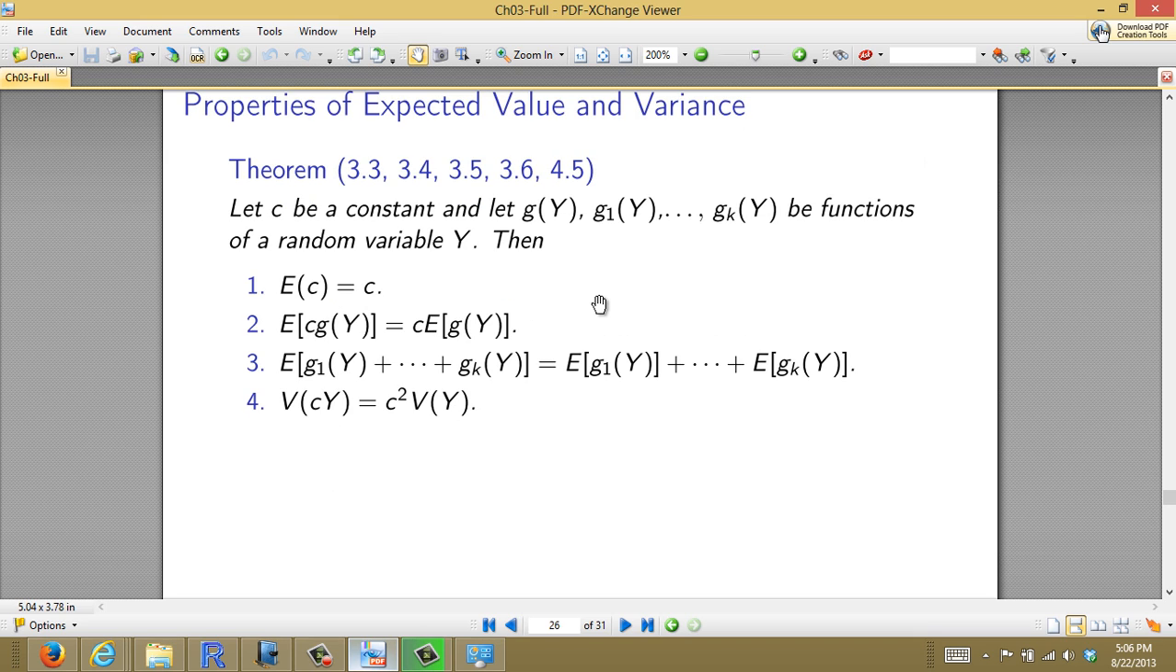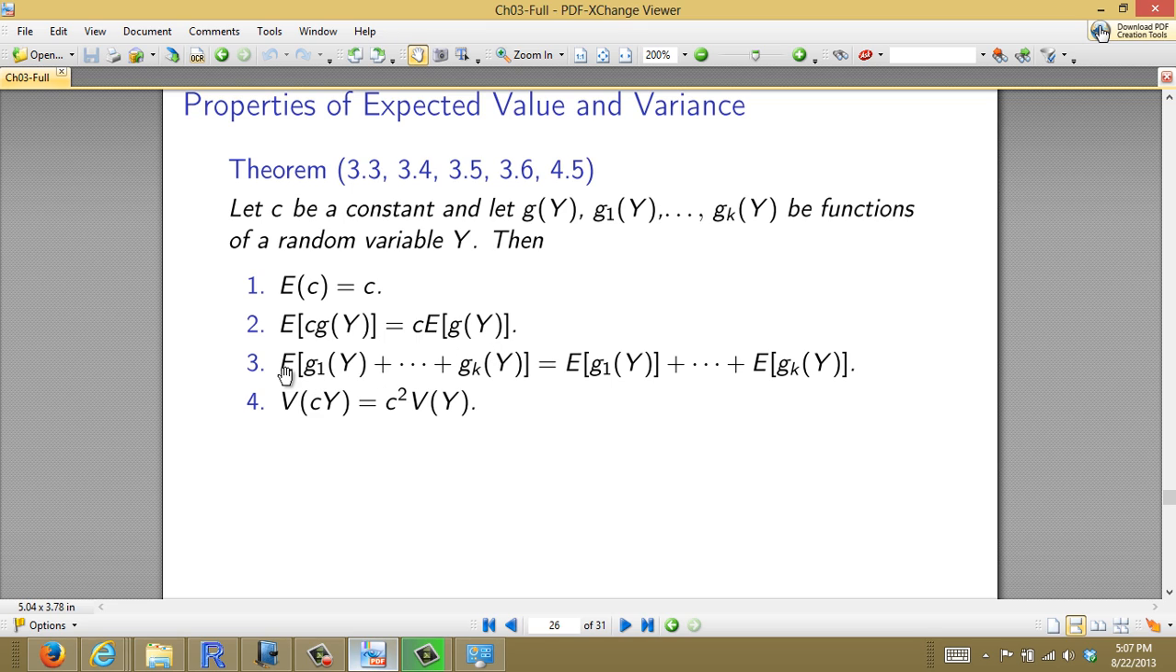So, some theorems related to expected value. Let c be a constant, and let g(y), g1(y), g2(y), etc. be functions of a random variable y. The theorem states that, 1. The expected value of a constant c is equal to c. So the expected value of a constant is a constant. 2. The expected value of a constant multiplied by a function of y is the same as pulling the constant out and multiplying it by the expected value of the function of y.